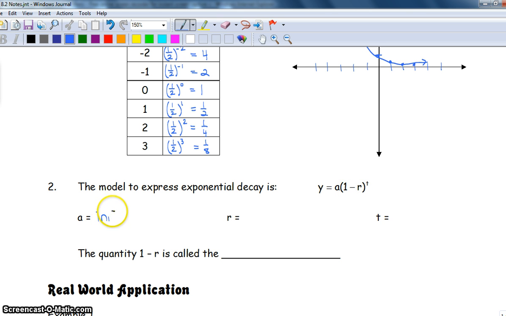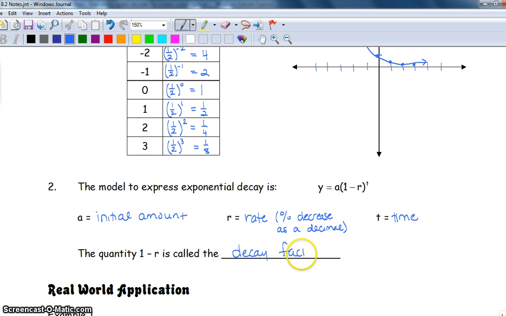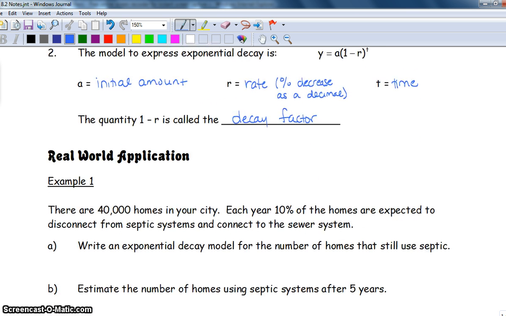So a is still going to be the initial amount. R is still going to be your rate, and don't forget this is a percent decrease, and that's going to be as a decimal. And t is time. That quantity, 1 minus r, so that quantity inside of those parentheses, is called the decay factor. Alright, just like our exponential growth, the exponential decay has a lot of real-world application.